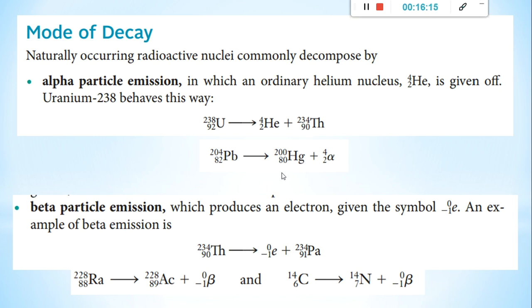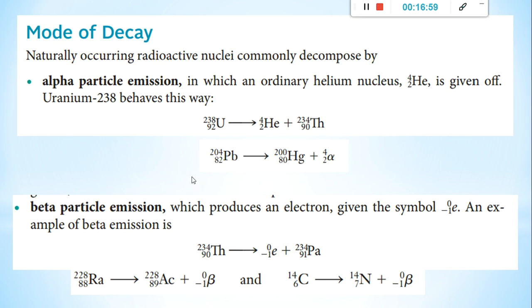Okay, so another example is we have lead 204. It decomposes into mercury 200 plus an alpha particle. So same process. We just need to deduct 4 from 204. So we have here 200 Hg, or mercury. And we just need to deduct 2 from the atomic number of lead. Okay. So we have 80. So from the periodic table, an atomic number of 80 is mercury.